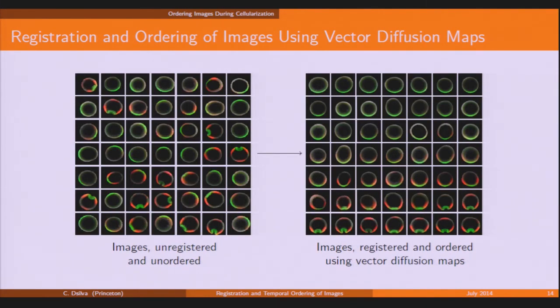So these are the results. These are the original images, and then these are the ones that have been registered and ordered using this algorithm, vector diffusion maps. And like I told you before, the green peaks are all nicely aligned, they're all pointing down, and the red peaks grow in intensity as a function of time.